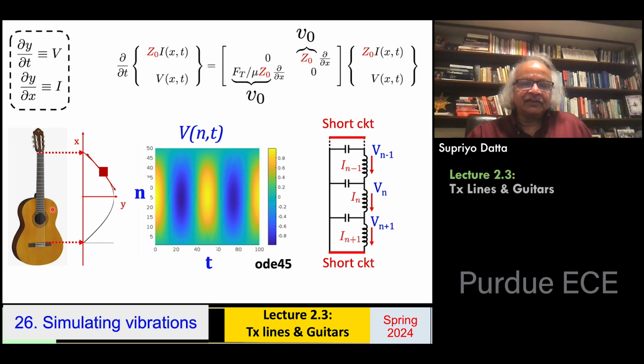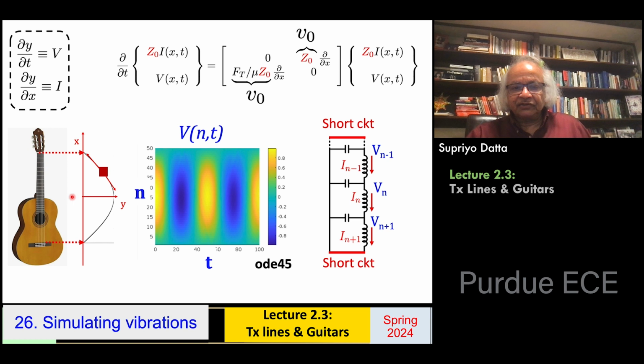So here what I've done is taken this string and broken it up into 50 little segments. So n runs from 1 to 50. And then what I'm plotting is the voltage, this voltage variable, as a function of time for each of these 50 segments. And the color tells you how big that voltage is. So when you see the yellow, that's a large positive number. When you see the blue, that's a large negative number. And the green is kind of 0.